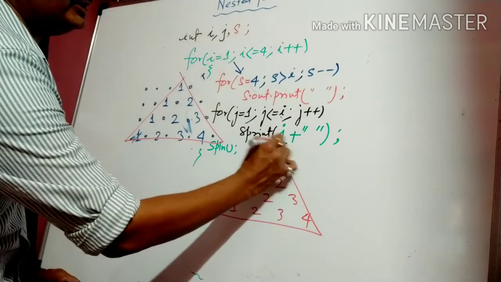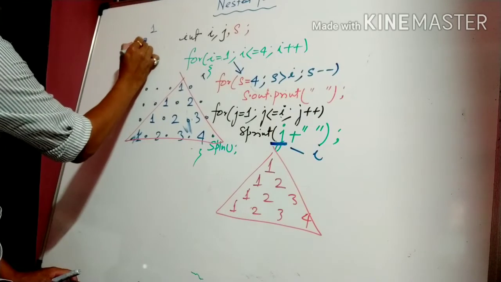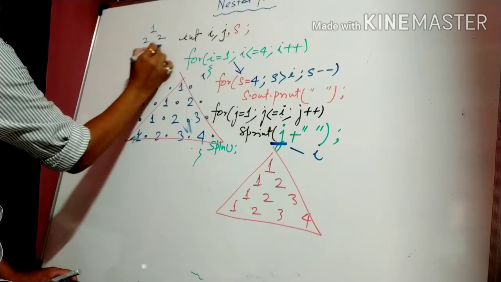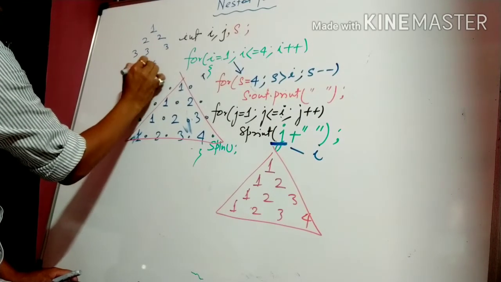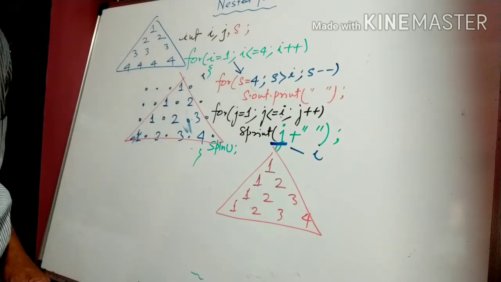Common things are there. Instead of J, if you write I here, then your output will come as 1, 2 2, 3 3 3, 4 4 4 4. The thing will be center alignment.